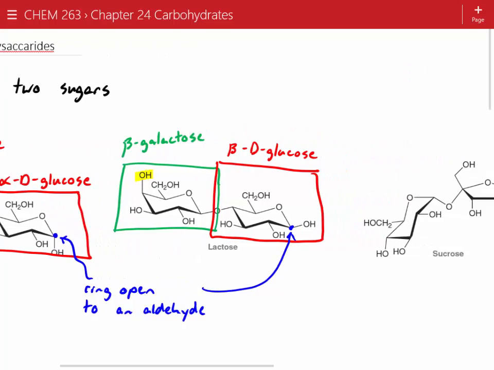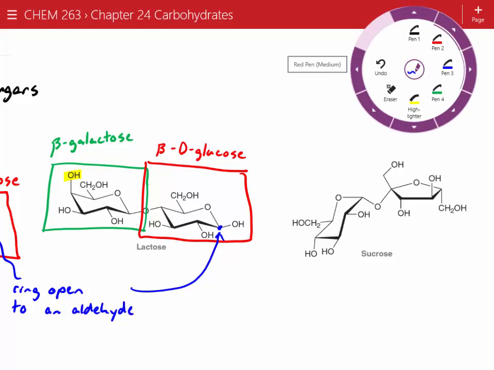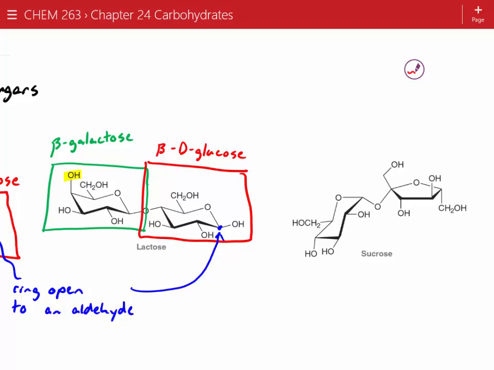There's one last sugar. We know we can't draw these. That's why I was saying I would really recommend for these just print them from the class notebook.